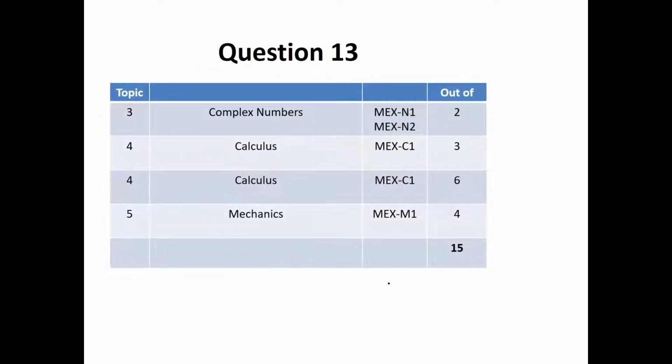For question 13, complex numbers has 2 marks, calculus is 9, and mechanics is 4, so the total is 15.